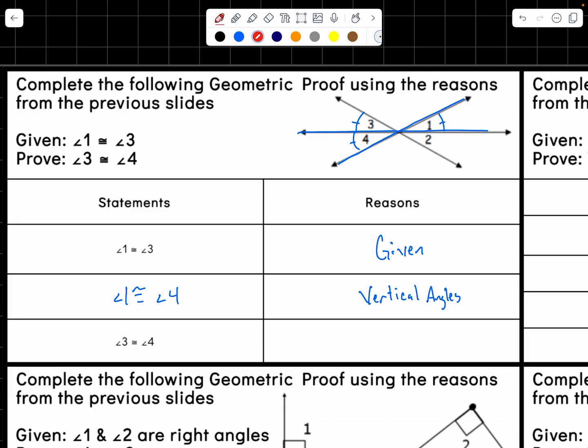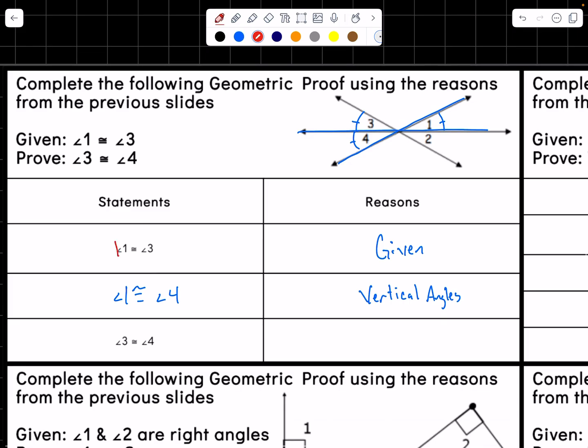Now, if I know that angle 1 is congruent to angle 3 already, then I can substitute angle 3 in for angle 1 to come up with angle 3 being congruent to angle 4, which is what I'm trying to prove. So, using what I know and using what they give me, I can work these out and I can tell you that, yes, this is a true statement.